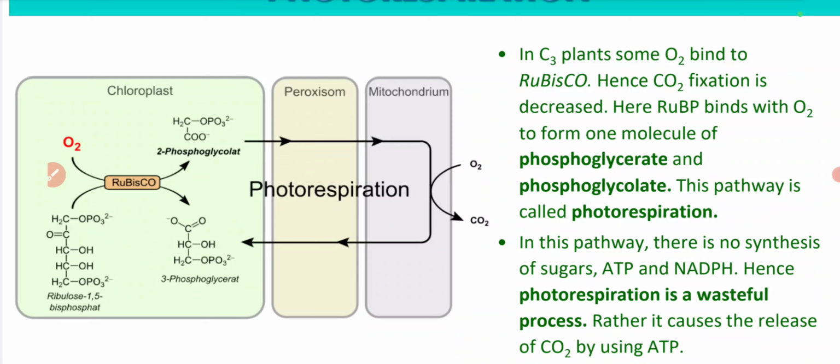In this pathway, there is no synthesis of sugar, ATP or NADPH. Hence, photorespiration is a wasteful process. Rather, it causes the release of CO2 by using ATP.